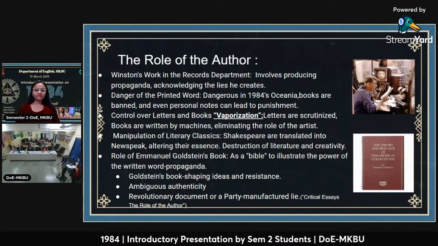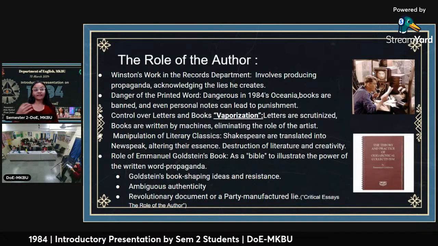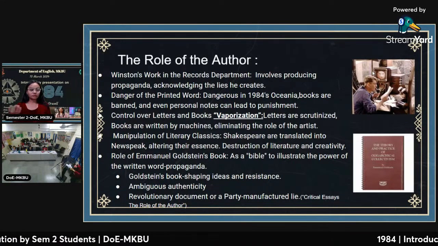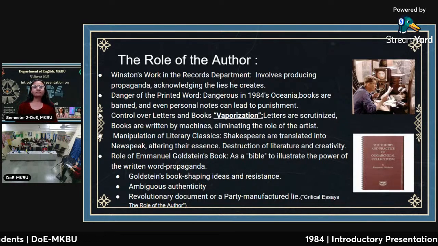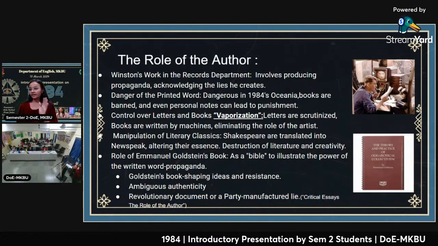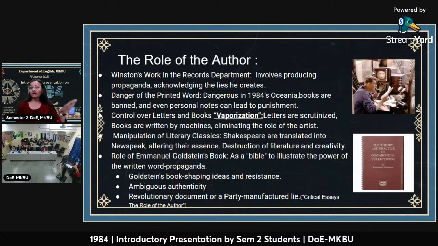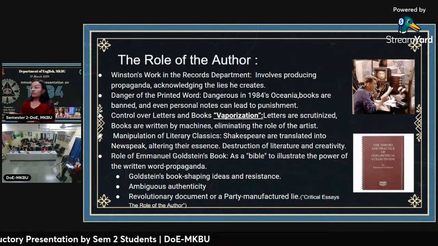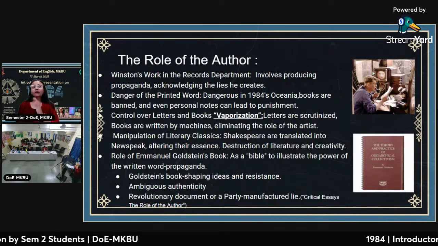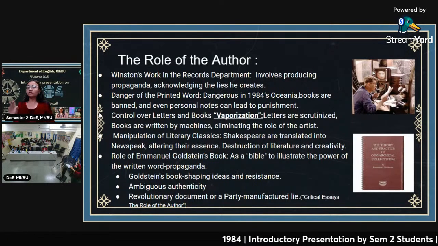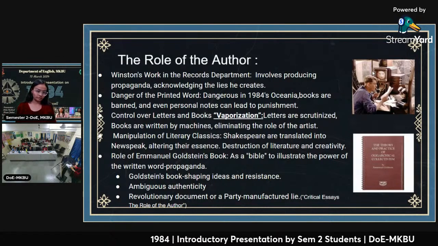Another thing is that books are written by machine. That means if it is written by machine, you can manipulate the language. So that is happening in that. And canonical works were translated in that, like Shakespeare's work, but whatever the essence is there was translated according to the party's rules and regulations. So there is also a manipulation of fiction in the novel.